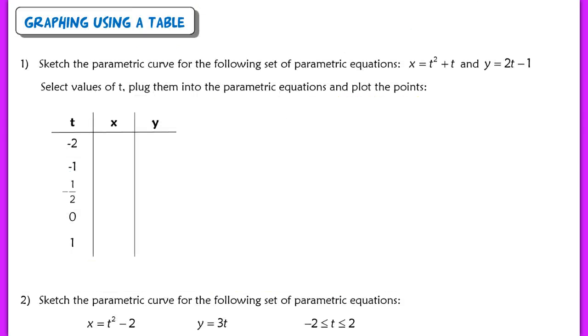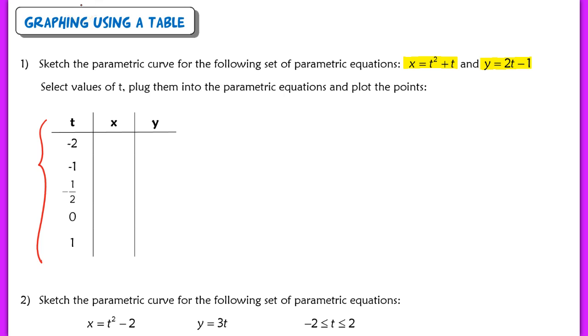All right, let's start with our first parametric curve. We are going to graph the following set of parametric equations: x equals t squared plus t and y equals 2t minus 1. Now our first method is going to be graphing using a table. As you can see, I already set up a table for us. Here are the t values that we're going to use. So all we have to do is select values of t and plug them into each parametric equation, and then we'll plot our xy points.